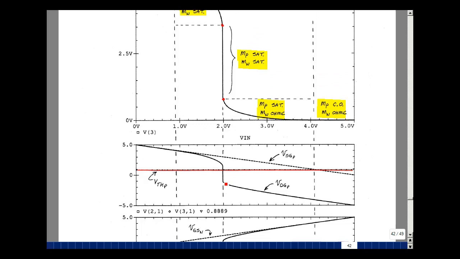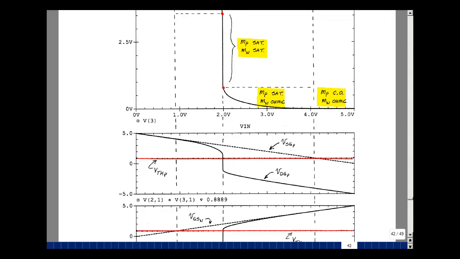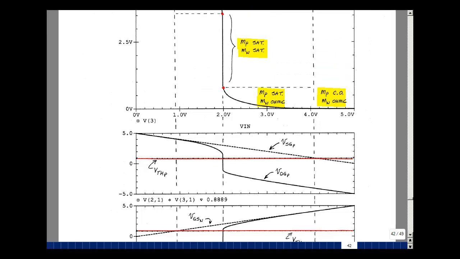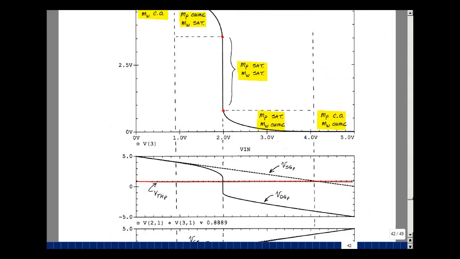But when you're operating in this region here, the source to gate is greater than threshold and the drain to gate is less than threshold. That puts it into the saturation region. And the same is going on over here. And when I'm operating over here, the gate to source is greater than threshold and the gate to drain is less than threshold. So they're both active at that point, or in the current saturation region. That actually will get the most amount of current flowing. There is current between the switching of the states.